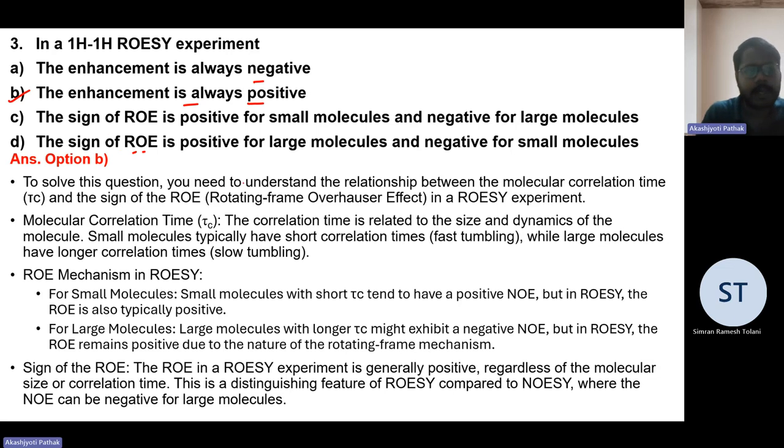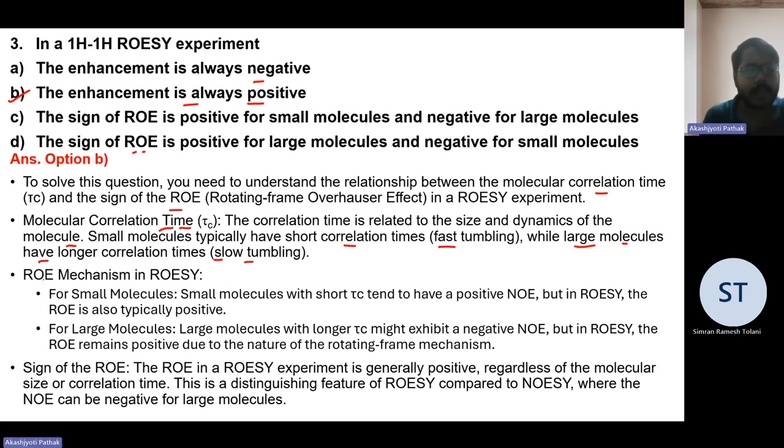To solve this question, you need to understand the relationship between the molecular correlation time and the sign of the rotating frame Overhauser effect in the ROESY experiment. We also need to understand molecular correlation time. The correlation time is related to the size and dynamics of the molecule. Small molecules typically have short correlation times because of fast tumbling, while large molecules have longer correlation times, or slow tumbling.